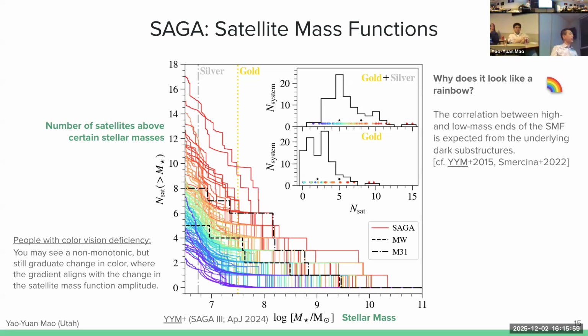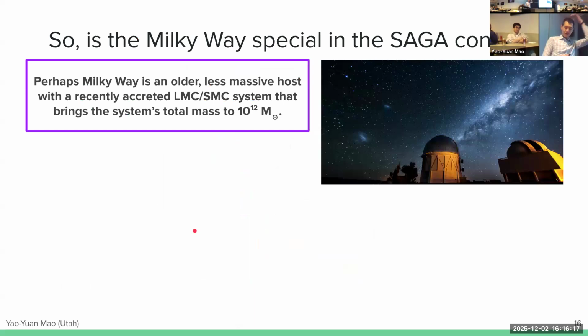But one thing I want to point out is that the Milky Way is kind of unusual if you think about the Milky Way having the LMC. It's not unusual in terms of just the number of satellites itself, but it's kind of unusual given the fact that it has the LMC. And it turns out that, well, the SAGA survey had run for almost more than a decade.